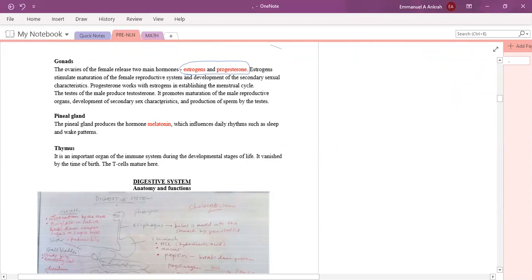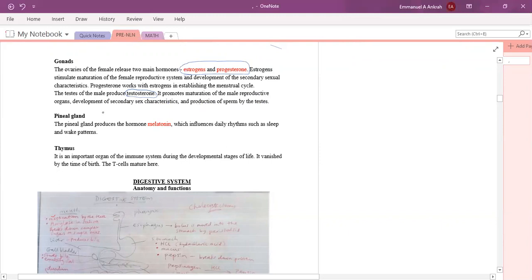Then the male, the testes of the male produce testosterone. That's a hormone produced in the male. And the testosterone promotes maturation of the male reproductive organs and development of the secondary sexual characteristics, and also production of sperms by the testes. So that's a function of the hormone testosterone, produced in the male.